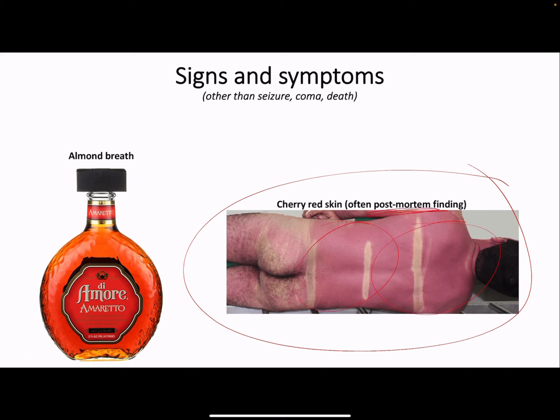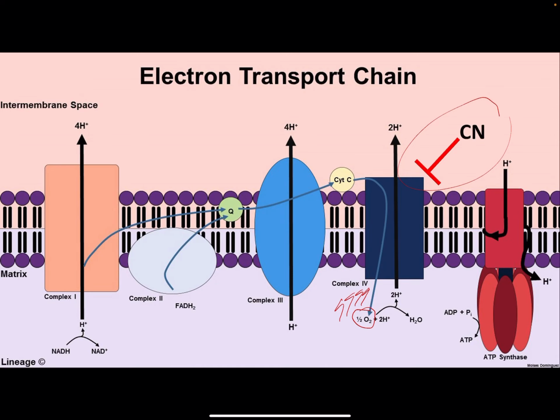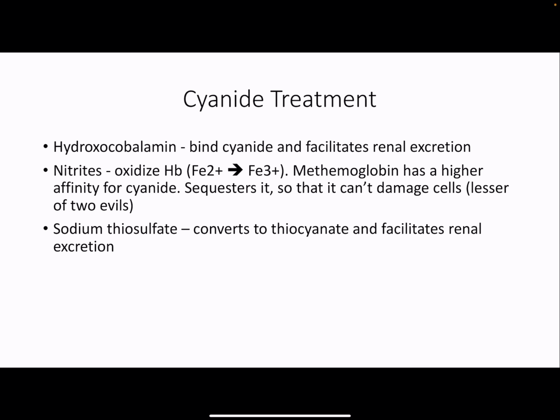And again, in postmortem, you're going to have more blood pooling in the venous system, so it's going to be even more pronounced. You have an almond smell. I've heard that not everybody smells this, and it's sometimes just too faint for anyone to detect, but theoretically, there should be an almond smell. All right, cyanide treatment.